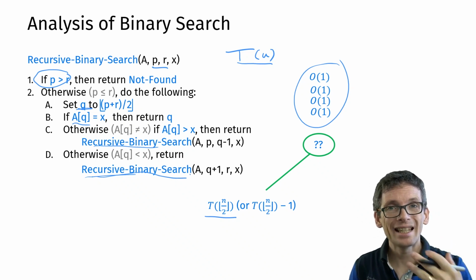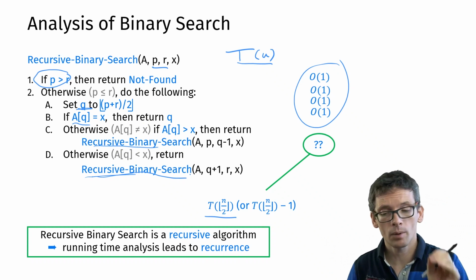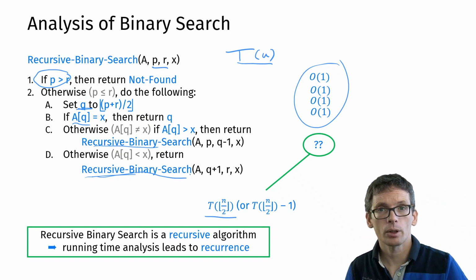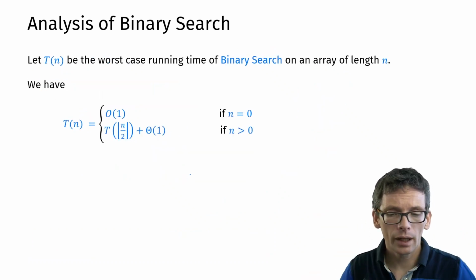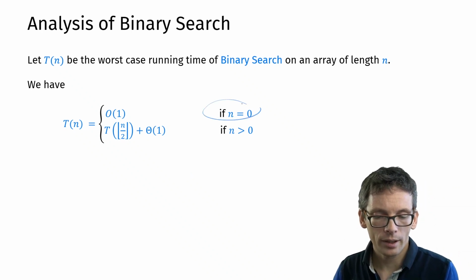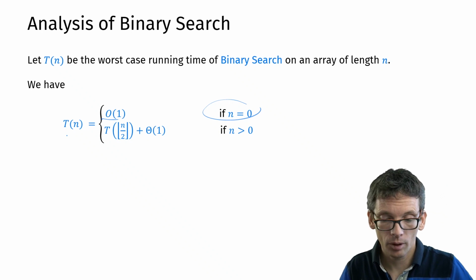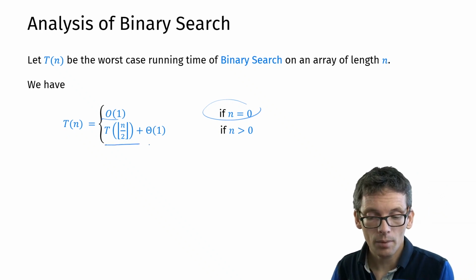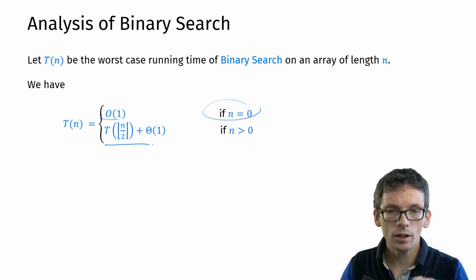This leads to a recurrence. So recursive binary search obviously is a recursive algorithm. When we want to analyze the running time, we get a recurrence. And the recurrence looks as follows. We have the base case and then the recursive case. So if no elements are left, we're taking constant time. So T of n is O of 1 on a subarray of length 0. Otherwise, the running time is T of n half plus a constant. So this is the recurrence of binary search.